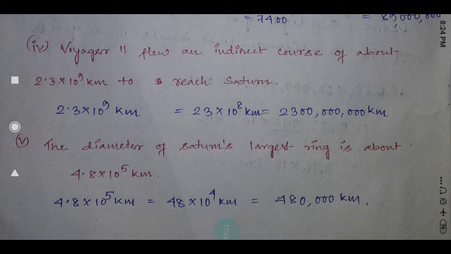The diameter of Saturn's largest ring is about 4.8 into 10 power 5 kilometers. Saturn, a planet in the solar system, has rings. So that ring's largest diameter is 4.8 into 10 power 5 kilometers. So that number you have to write in standard form. So 4.8 into 10 power 5 is 48 into 10 power 4. That means 480, how many zeros? 4 zeros.